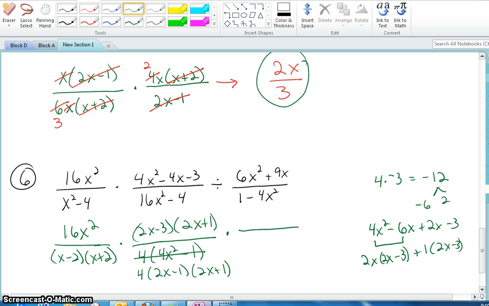This one I'm multiplying by the reciprocal. 1 minus 4x squared is a difference of perfect squares again. The denominator has a GCF of 3x. 2x plus 3 is left over.